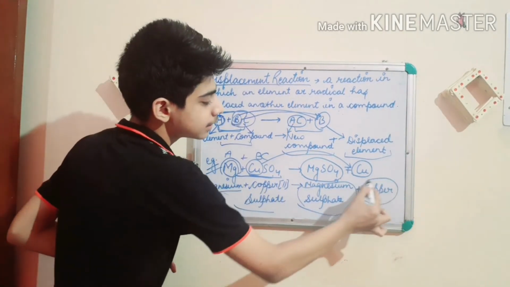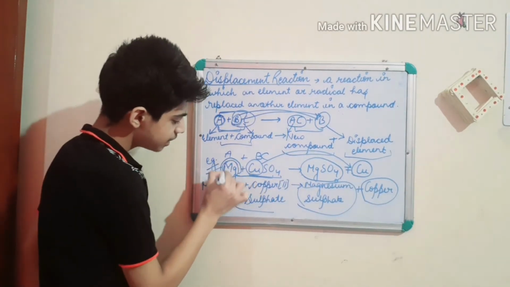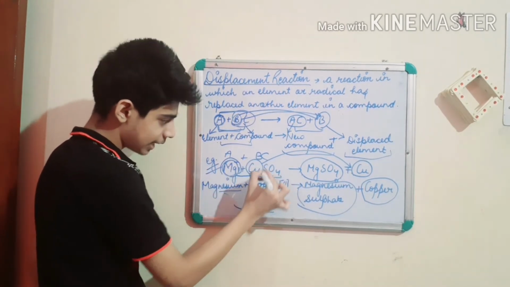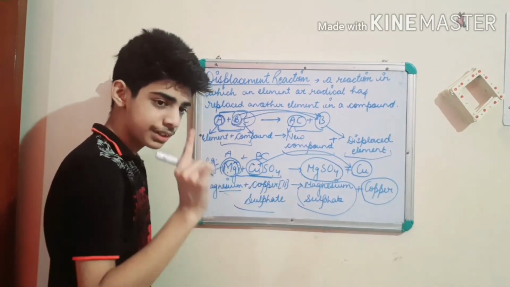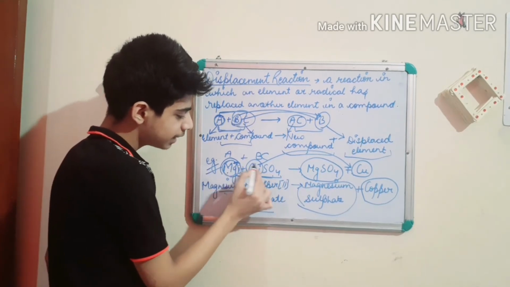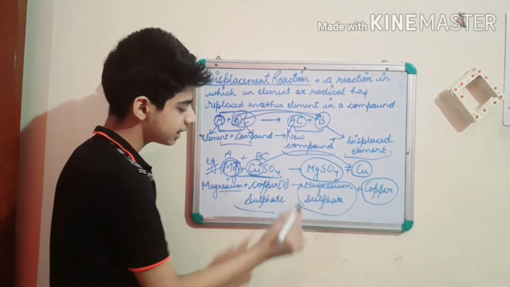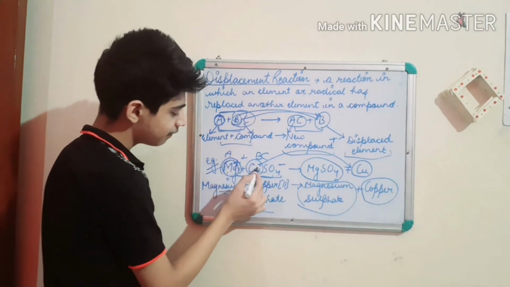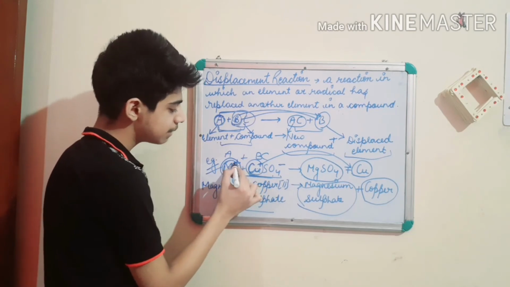gets displaced by magnesium. Guys, remember this also, that magnesium cannot react with copper because magnesium is positive and copper is also a positive radical. So positive and positive cannot react anyway. Always remember that positive cannot form a compound with positive. It should be one positive and one negative. Sulfate is negative, so that's why magnesium reacts with sulfate. It cannot react with copper because copper is positive and magnesium is also positive.